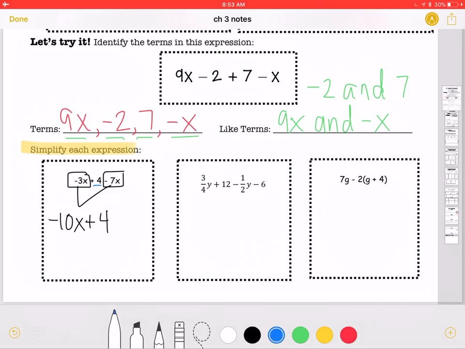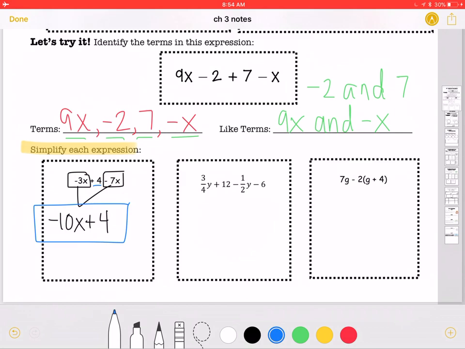Can I combine -10x and a +4? No, because they're not alike. So we simplified this expression. That's it in simplest form. It should stay as an expression. Remember, an expression does not have an equal sign. We're not going to equal something. We're not going to get one answer. It should have terms, which in this case, -10x and 4 are two terms left. They're not alike, so I can't combine them any further.